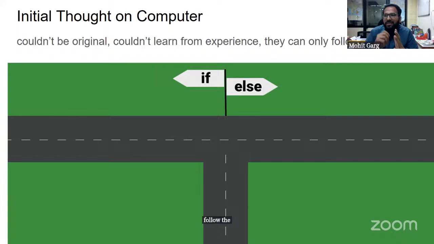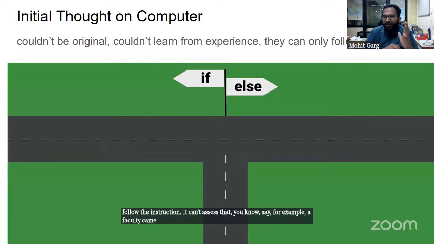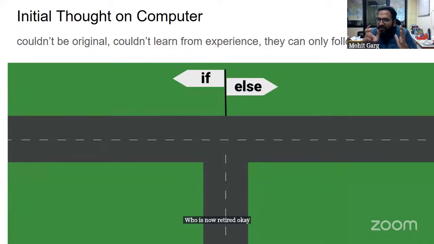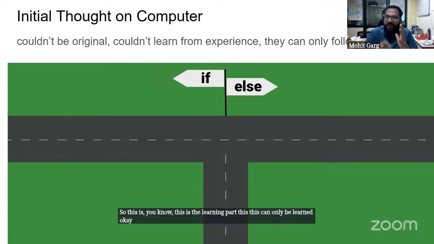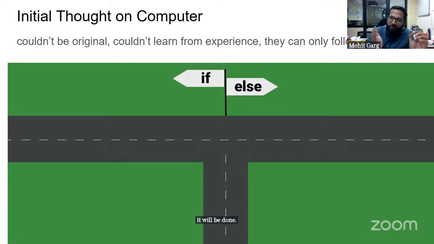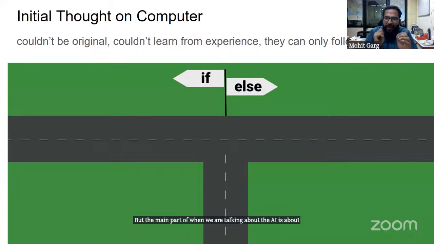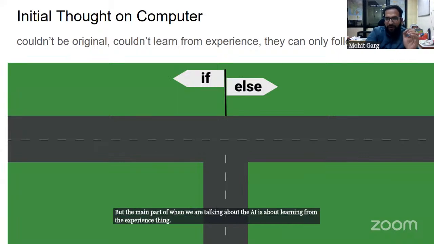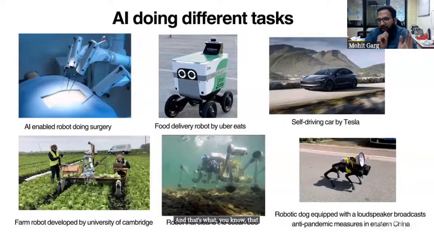It can't assess, for example, a faculty member who is now retired. That is the learning part, which can only be learned while assessing the data. That was not thought of initially. Initially, we just gave the instruction, do this, and it would be done. But the main part of AI is learning from experience, and that's what we are seeing today.